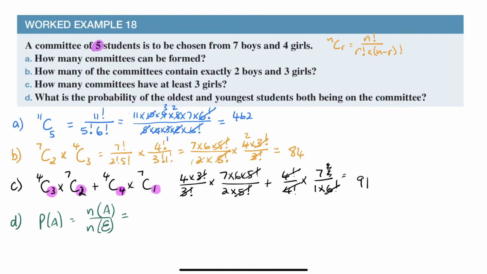Let's have a look at what that is. If the oldest and the youngest are already on the team, it means that, because in total we have 11 people, the youngest and the oldest are already there. So there are only 3 positions left out of 9 people, because 2 of them are already in, and the total is 11 people out of a possible 5. That gives us 9 factorial divided by 3 factorial 6 factorial, divided by 11 factorial divided by 5 factorial 6 factorial.